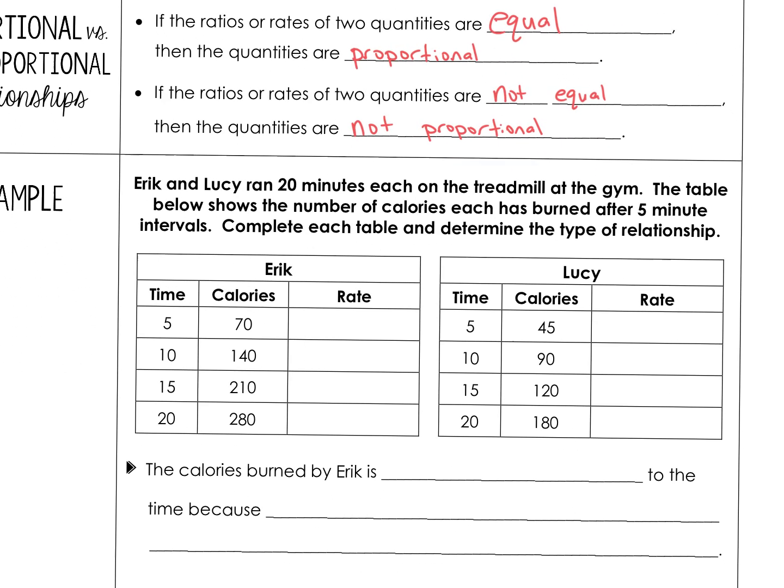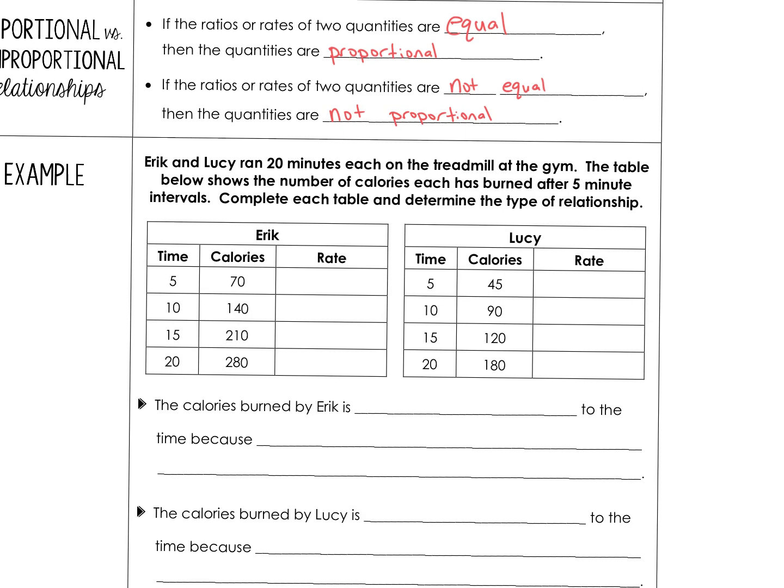All right, so what we're going to do is look at a couple of situations, and we are going to determine if these relationships are proportional or not proportional. So if Eric and Lucy each ran 20 miles on the treadmill at the gym, the table below shows the number of calories that they burned after 5-minute intervals. We want to complete the table and determine the type of relationship.